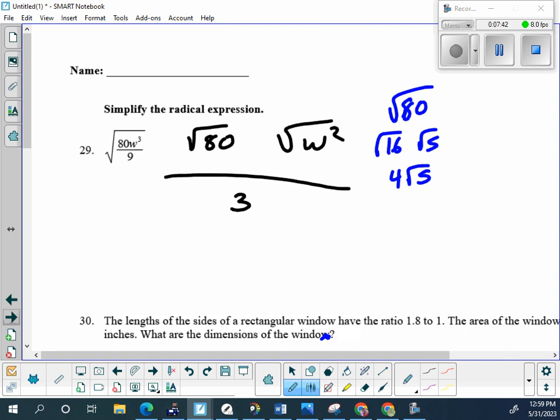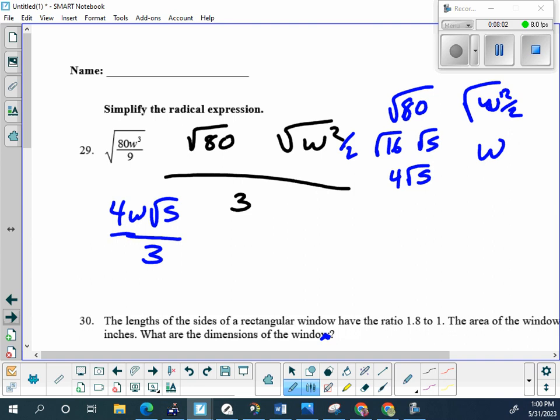And w squared, again, doing the division thing, is just w. So if I put all this together over 3, I get 4w radical 5 over 3. Oops, I'm sorry. W is the third power. My bad, I wrote that wrong. So this is the third power.